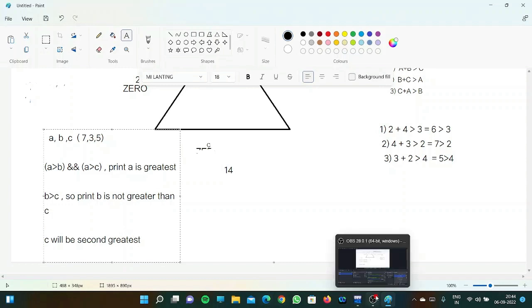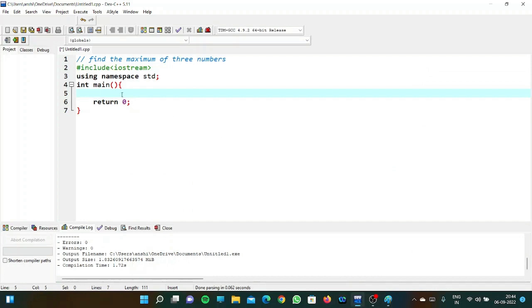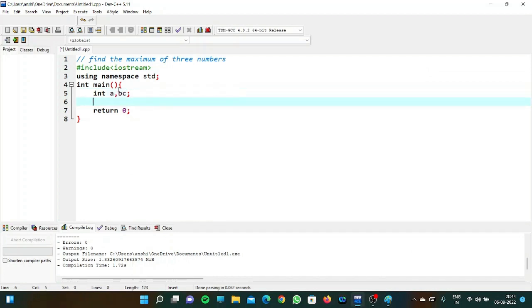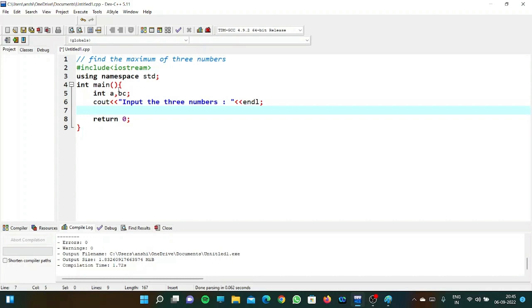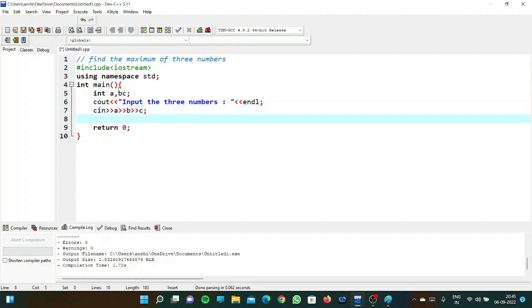Now let's write it in a program. We'll take 3 numbers A, B and C, right? We'll use a print statement to input the 3 numbers. Now use a cin statement to take the input from the user.